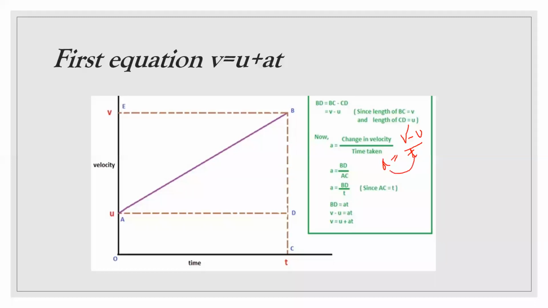Now this t will go to this side of the equation, then it will become at equals v minus u. And when this u goes to the other side, the equation will become v equals u plus at. This minus u will become plus u. Simple derivation, very simple derivation. Any confusion in this derivation?